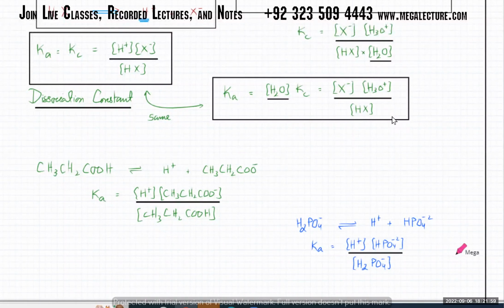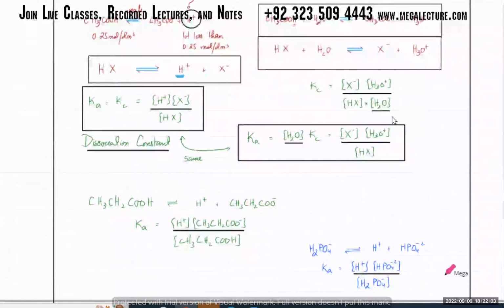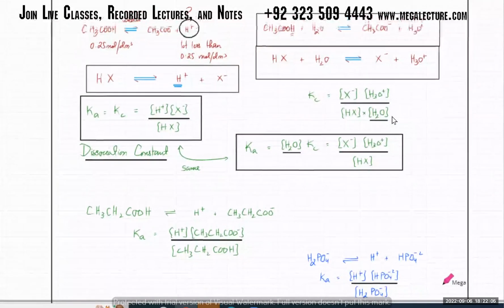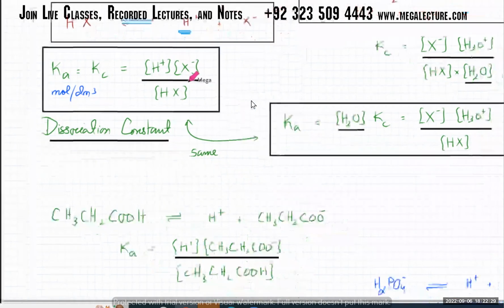Anyways, that's your K. Now that we know K, what's important is how do you apply it? What will be the unit of K? It's going to be concentration times concentration divided by concentration. So the unit is concentration. Actually, it's going to be mole per dm cube, and it's always going to be mole per dm cube because it's always exactly the same expression. Mole per dm cube times mole per dm cube divided by mole per dm cube gives you mole per dm cube.